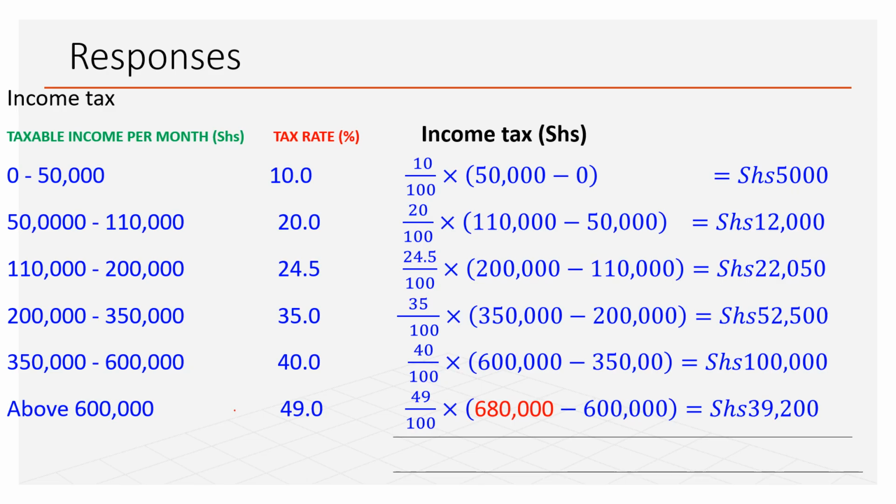In our calculations, this will give us 49 out of 100 times the difference of the taxable income we have and the 600,000, giving us 39,200 shillings. So the total income tax will be 230,750 shillings.